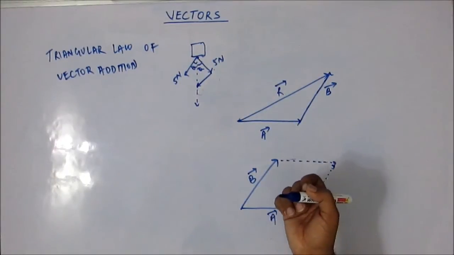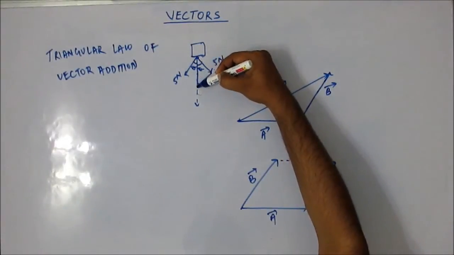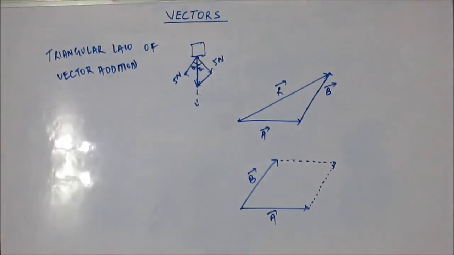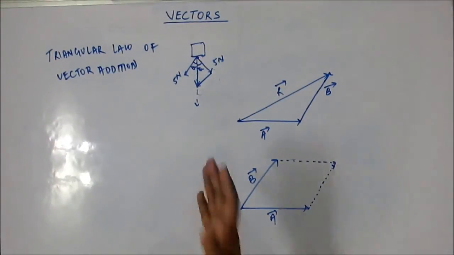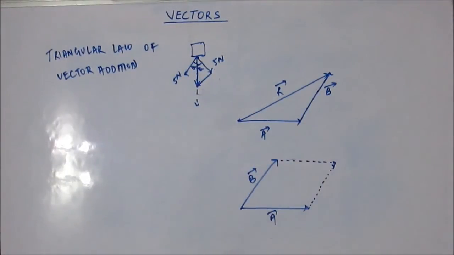Now what we do is we join the tail to head like this, and it does come on a vertical line. So this triangular law of addition seems to be correct prima facie, isn't it? The resultant force is on the vertical line, and that's the direction in which the block should move, and that's the direction in which the marker was moving previously.